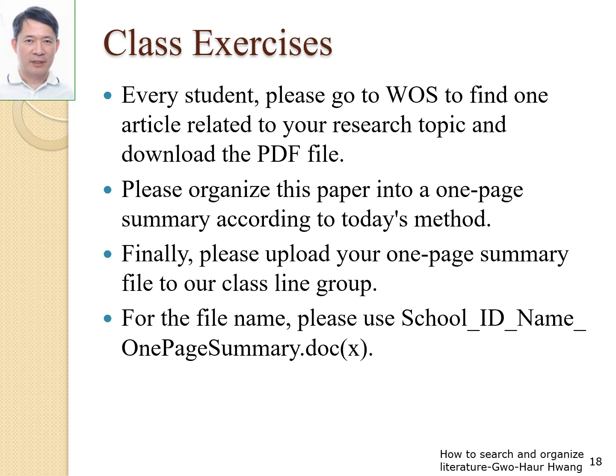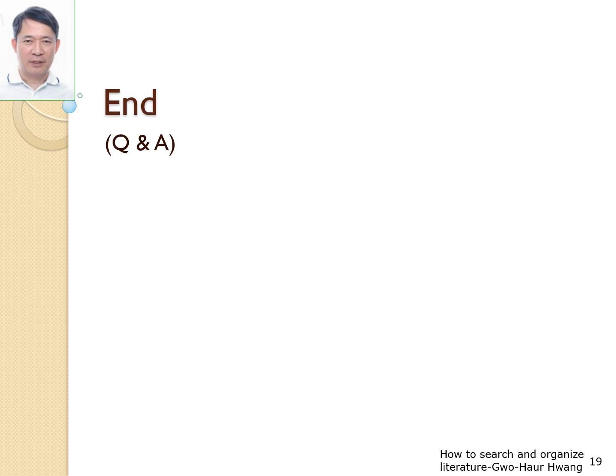Now, every student, please go to WOS to find one article related to your research topic and download the PDF file. Then, please organize this paper into a one-page summary according to today's method. Finally, please upload your one-page summary file to our ClassLine group. For the file name, please use school ID name, one-page summary, docx, as it will help us keep track of your submissions. This unit is over.